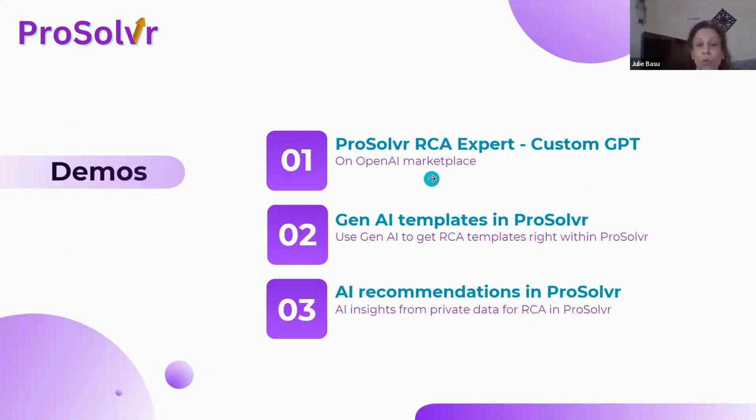So here, the first one, we have built a custom GPT. So if you have used ChatGPT for your own work, personal or business, then you know that it can do a lot for us. So here we have a custom GPT that is available on the OpenAI marketplace. So you can go to chatgpt.com/GPTs, and then look for ProSolvr, and you will get our RCA expert, or look for RCA expert.